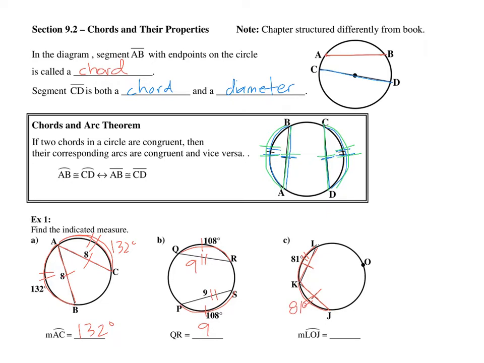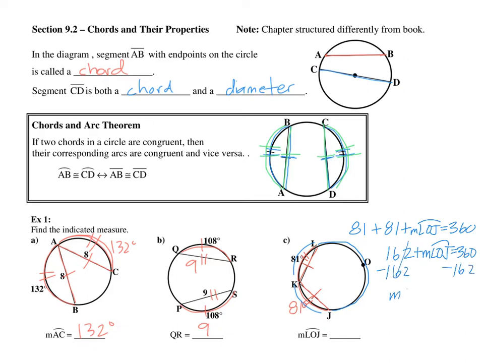Then if we go all the way around the circle here, that's what I'm looking for. How am I going to figure that out? Well, I just take these two arc measures and subtract them from 360. I'm going to write out the whole thing here: 81 plus 81, plus the measurement of arc LOJ, is equal to 360. So I have 162 plus the measurement of arc LOJ is equal to 360. Subtract 162, and I get 198 degrees. Done.